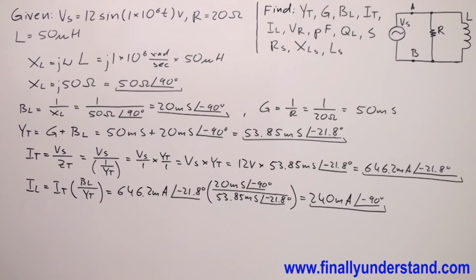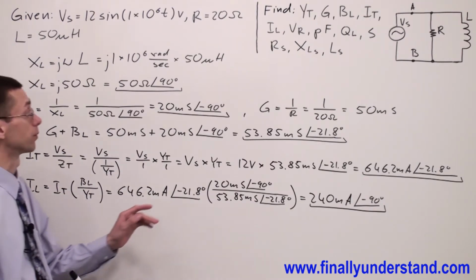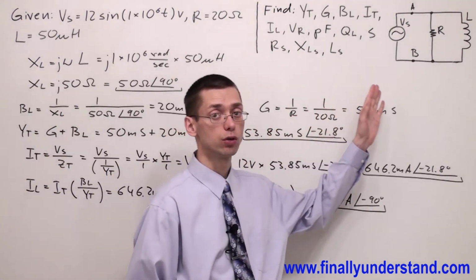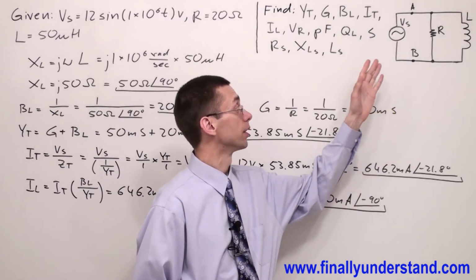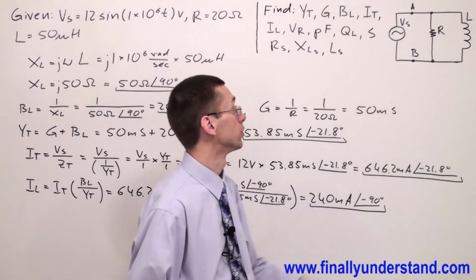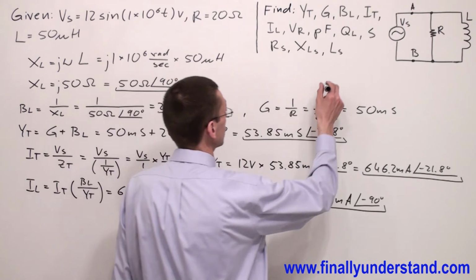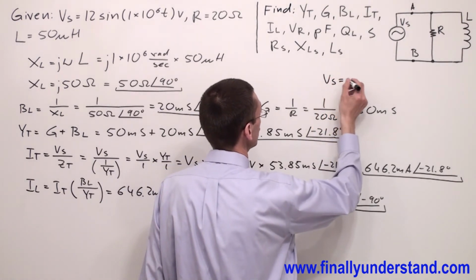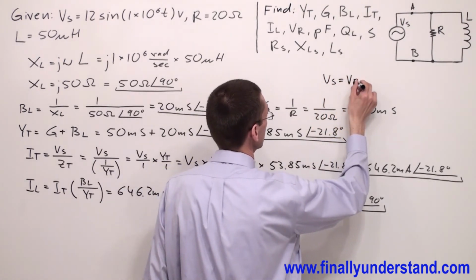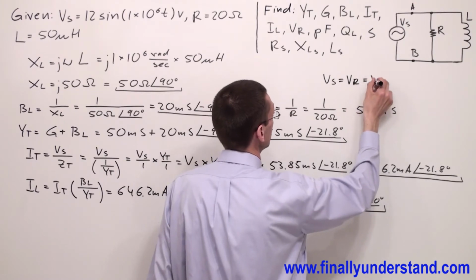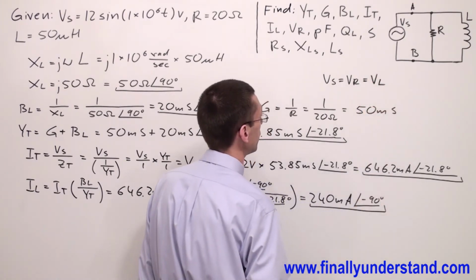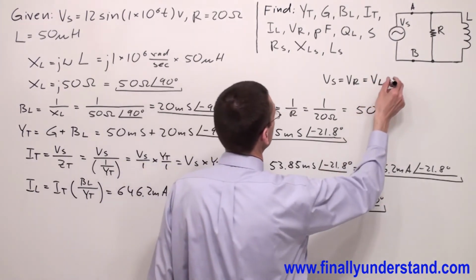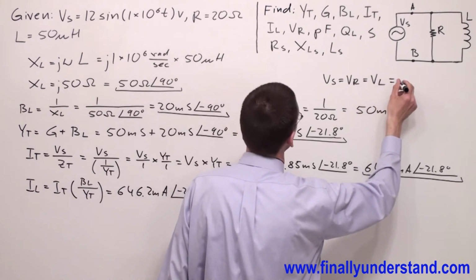Next, we're supposed to find voltage across the resistor. Don't forget that we talk about the parallel circuit, right? So voltage source is going to be equal to the voltage across the resistor, and is also going to be equal to the voltage across the inductor. Everything is equal to 12 volts.